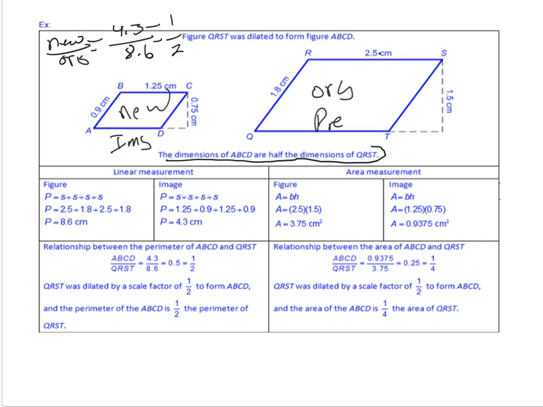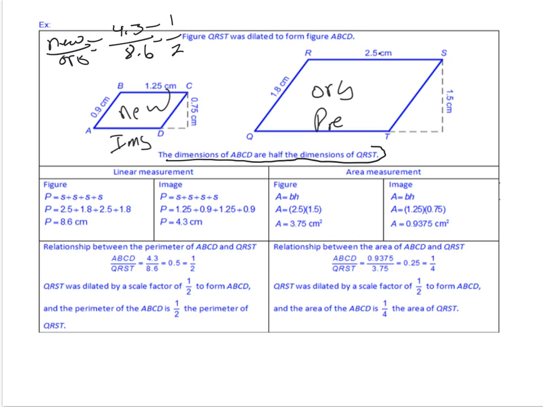Of course, going by the same process, what happens if we go and find the area? So again, 2.5 times 1.5 is going to give us 3.75 centimeters squared. This is for our pre-image or our original, and then 1.25 times 0.75 is going to give us our new. Okay, so that they switched around, but which is good.